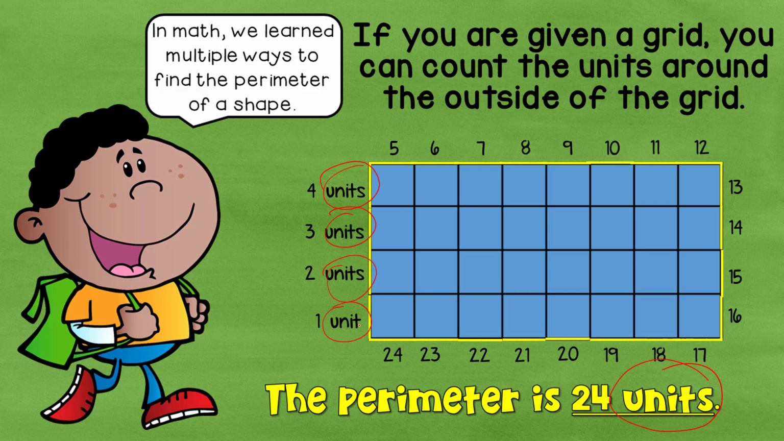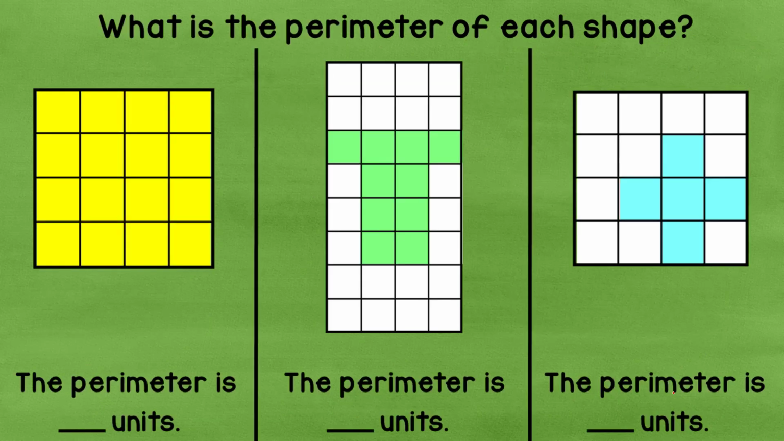Now sometimes it'll say feet or inches or centimeters. You just need to pay attention because it is a big difference if I say something is 4 feet or 4 inches. That's quite a difference. So we have to pay attention to what our unit is. And in this case, it's just units. So let's find the perimeter of each of these shapes.